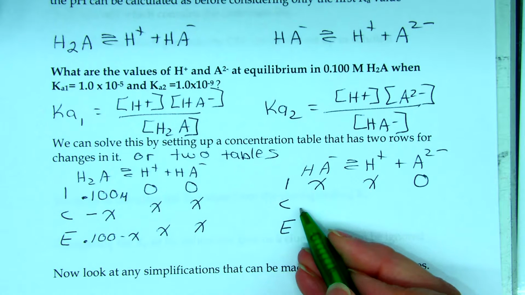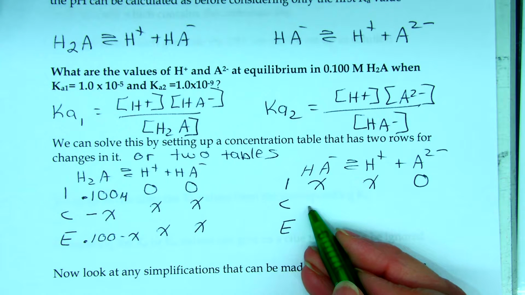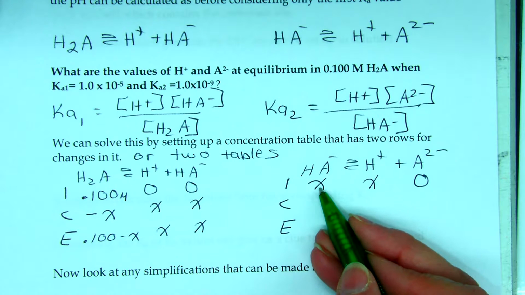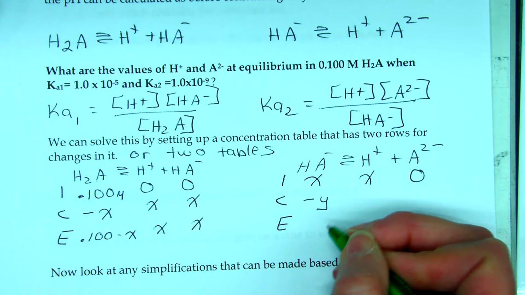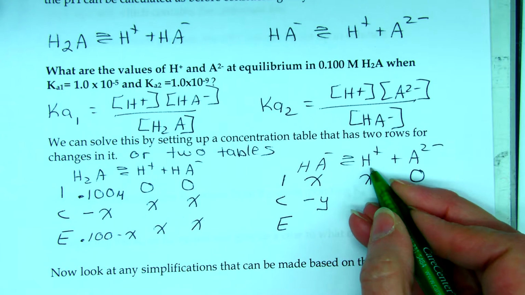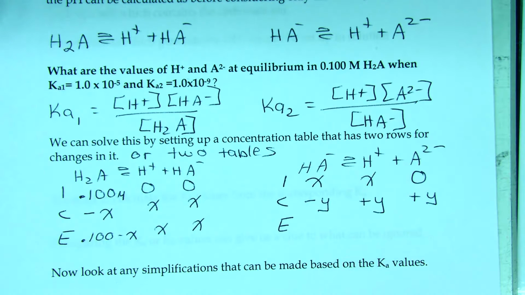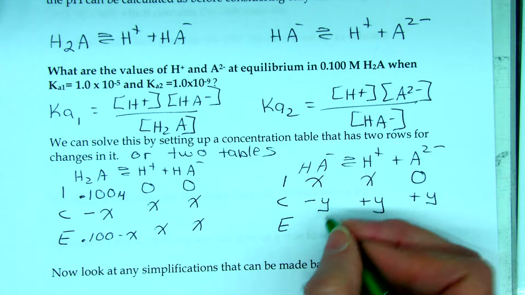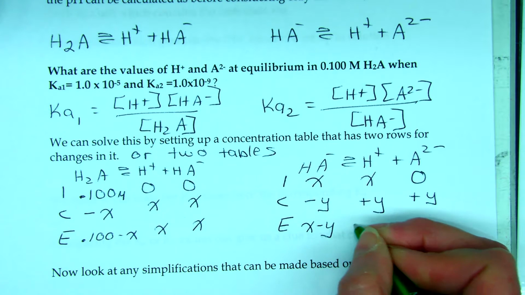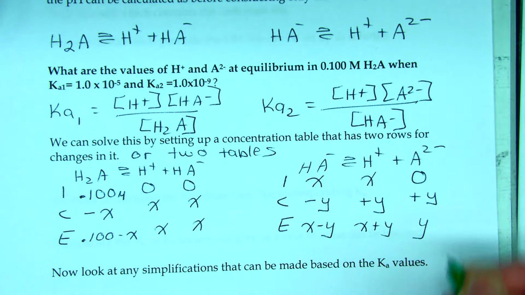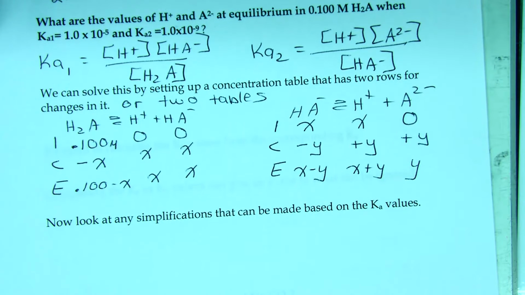So now this is going to change. How much does it change? We don't know. Does it change the same as X? Probably not. So we need a new variable. Minus Y. Plus Y and plus Y. So at equilibrium, for my second equilibrium, I have X minus Y, X plus Y, and Y. Now when you start to look at this to solve, it turns into a mess, which we don't want to deal with. So we see, can I make some simplifications here?